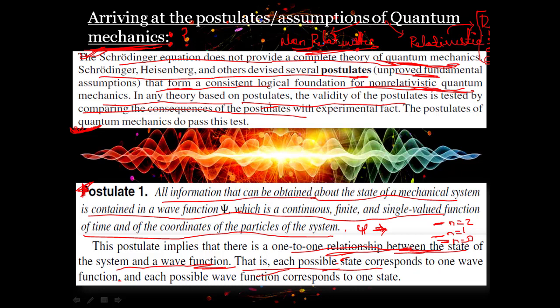That is, each possible state corresponds to one wave function. Each possible wave function corresponds to one state. So for one state, there is a particular wave function, and for another state, there is another wave function. So each state of a system corresponds to a particular wave function, which is its unique identity.